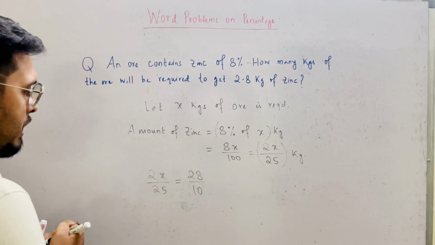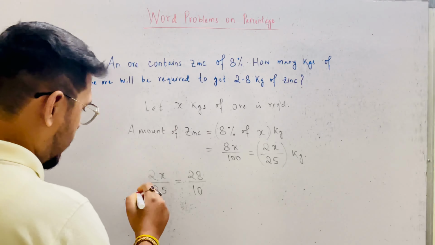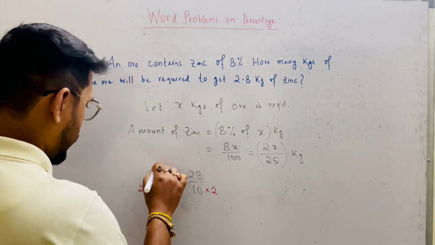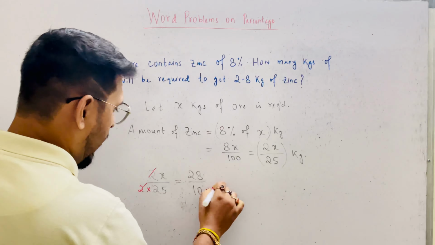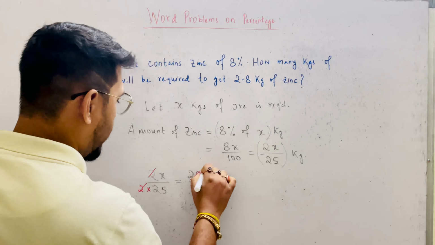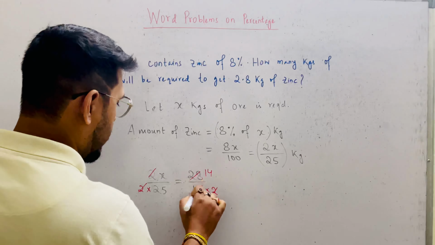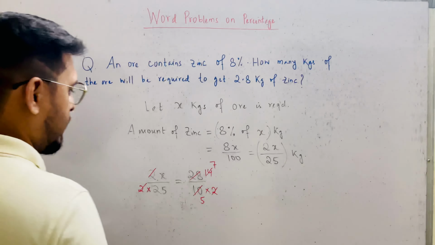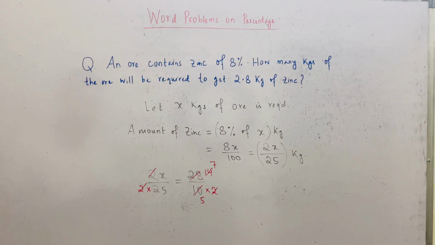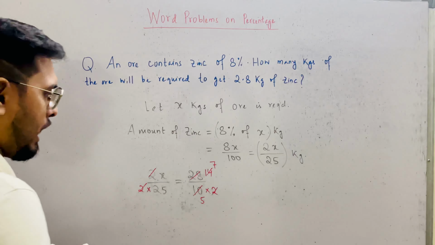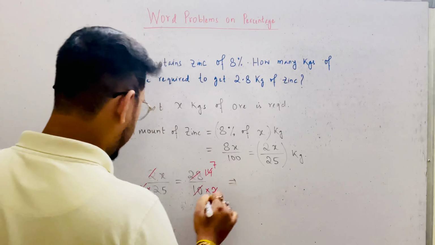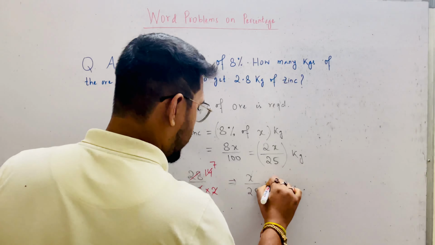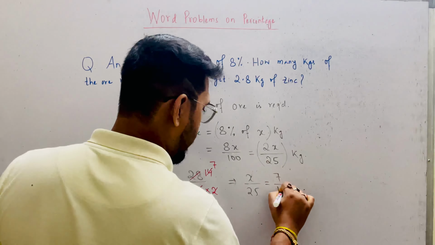Now if I multiply 2 in the denominator this side and in the denominator this side, so 2 and 2 can be eliminated, and 2 and 28 can be eliminated, giving us 14. Then this is 5, this is 7. So we are having now x by 25 is equal to 7 by 5.